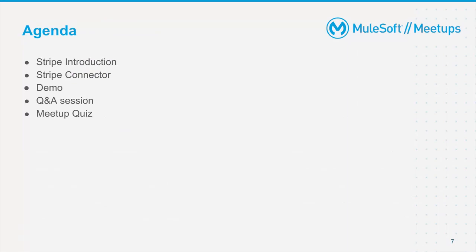Yeah, so hi everyone. This is our today's agenda. First, we will go over what Stripe is, what the benefits and features are, and why we should go for Stripe. Then we will learn about the Stripe connector. And then we have one live demo of how we can do all this coding part, followed by the question answer session. And then as Shyam told, we have the quiz to win the prizes.